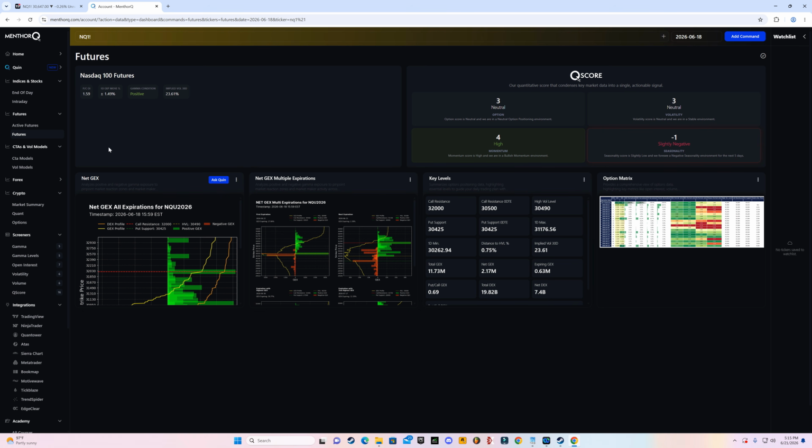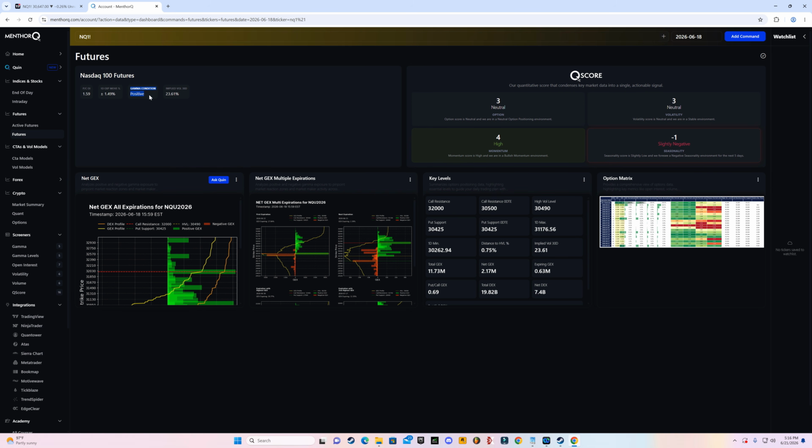So when you have the platform, you're going to go to the futures tab here, right? And then you're going to go over here and choose NQ. Now, it is kind of like a daily bias. So it's going to look at the previous day instead of the current day if you're looking at end of day, right? So we have end of day and intraday. I'm going to go over end of day first. So it's looking at the 18th. If you are trading the 19th, it's going to look at the 18th gamma condition or gamma regime.